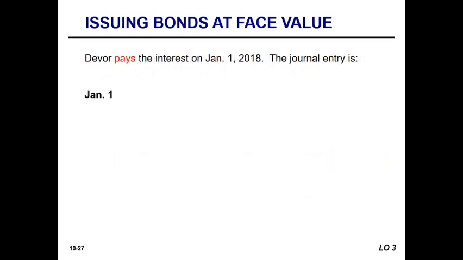When they go to pay that interest on January 1st, 2018, the journal entry that would record that would be, we would reduce that interest payable because we are now fulfilling that specific obligation, $10,000. And our cash would reduce by $10,000 because we are paying out interest on our bonds.